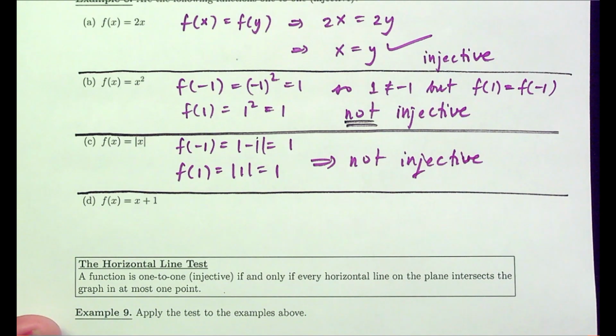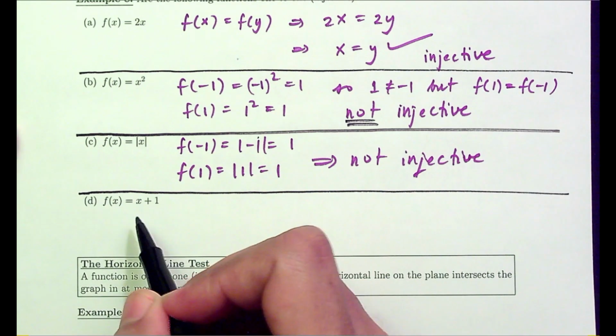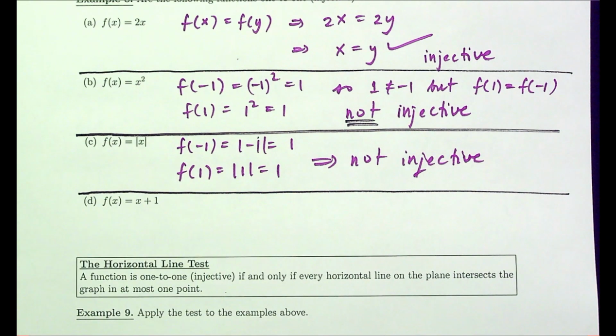Okay, and lastly, f of x equals x plus 1. Is this injective, yes or no? If you think it is not injective, then you should be able to think of two different numbers that when you plug them in, you get the same thing. And after you try and try and try, you really cannot come up with two different numbers that give you the same thing.